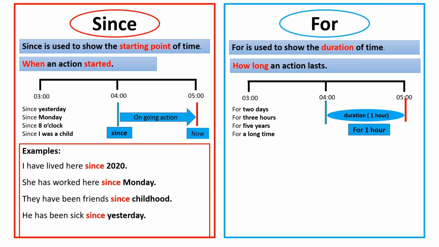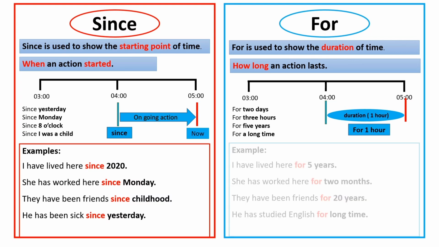So it is actually used before a duration of the action. It's not a specific date or any specific number, but a duration of time. 2 days is a duration of time. 3 hours is a duration of time, and 5 years and a long time.